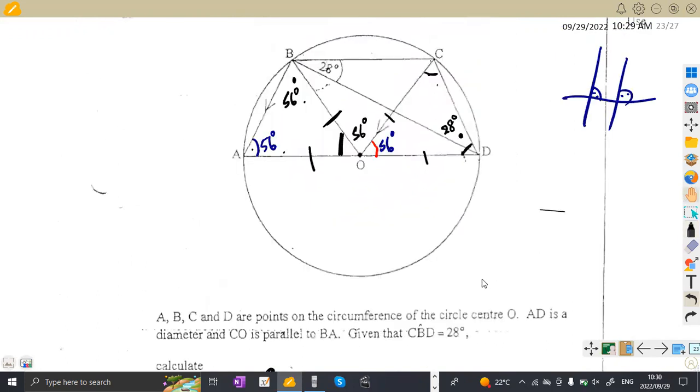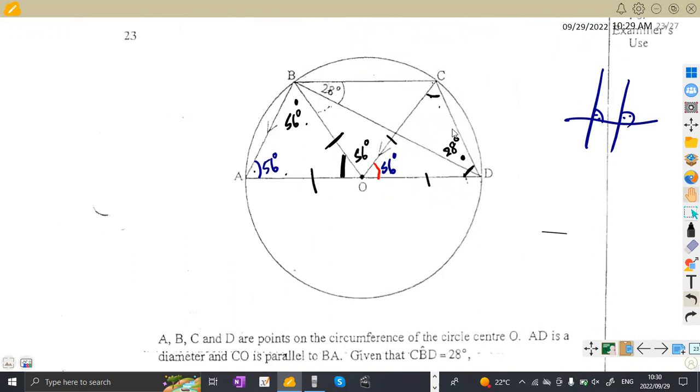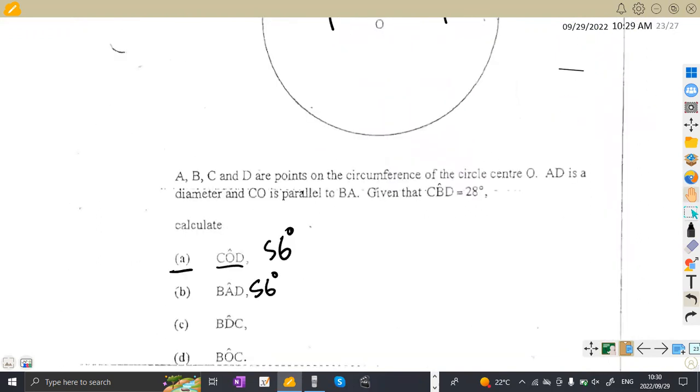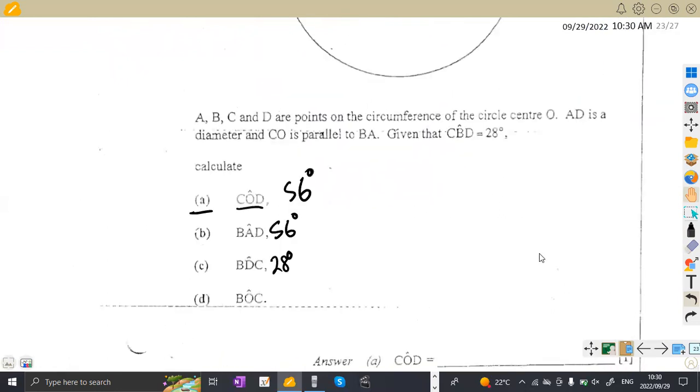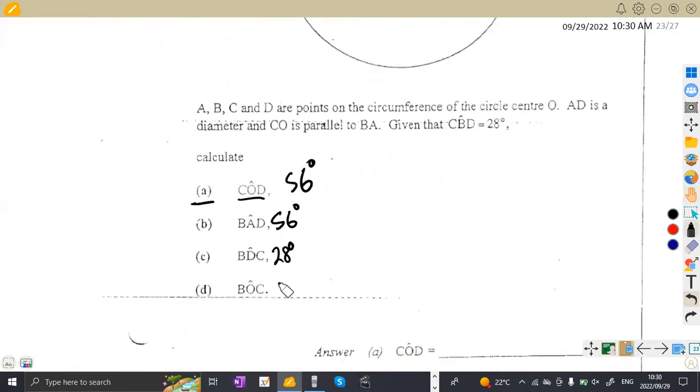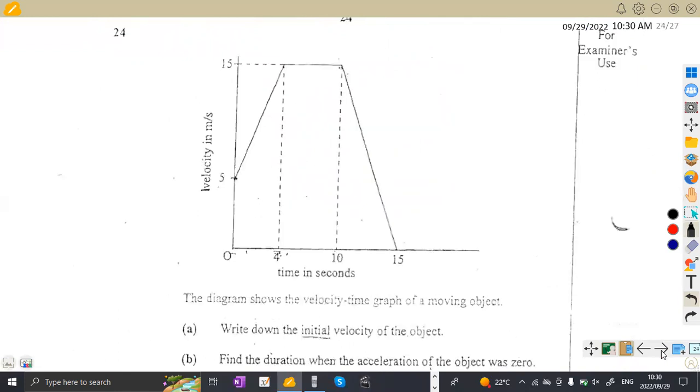BDC, we said that one is 28, so this is 28 degrees. BOC, I want to see the BOC part here, this one, which is 56. So all these angles are already there, so you can actually fill in your diagram. If it is fine with you, it's going to be easier. That way, if you fill in your diagram, then it's just taking out your answers now.